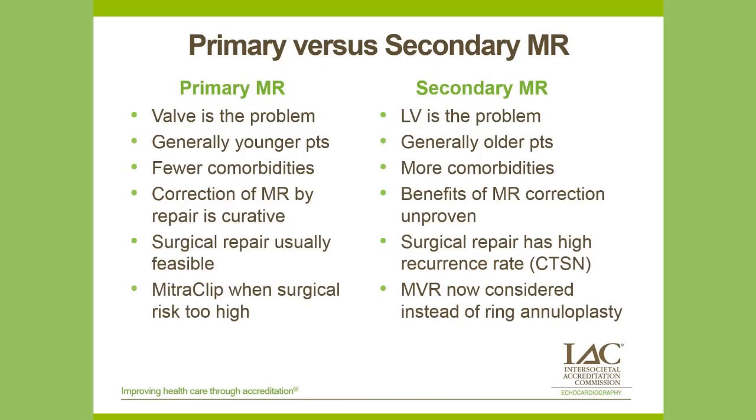And in my experience, a lot of echo reports don't say anything at all about this. But it's super important because in primary MR, the valve is the problem. We'll get into that. Oftentimes, they're younger patients, maybe in their 50s or 60s or even younger, although they may be older. They tend to have fewer comorbidities. And if you correct the MR by valve repair, it cures the patient. Usually we can repair the valve surgically, and we can do MitraClips when patients are too high risk for surgery.